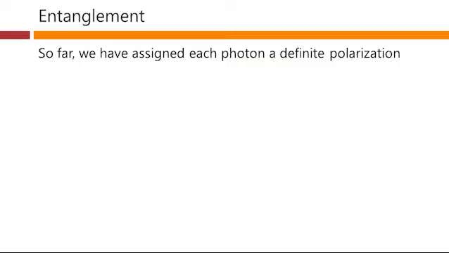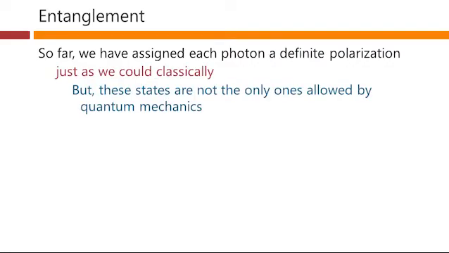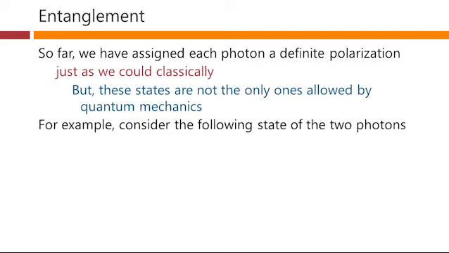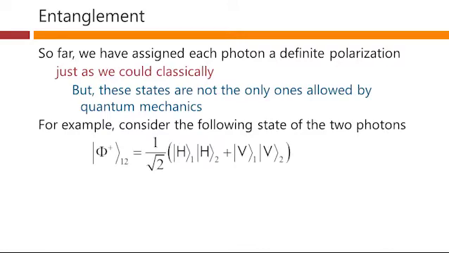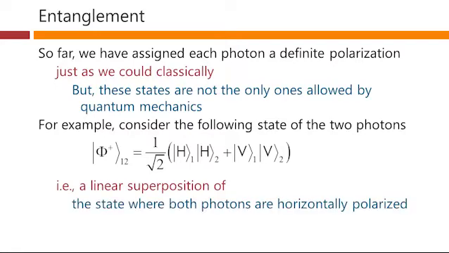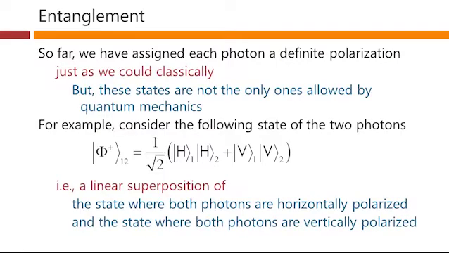So far, we've assigned each photon a definite polarization, just as we could classically. But these states are not the only ones allowed by quantum mechanics. For example, consider the following state of the two photons. So this one here is a possible state. It's a linear combination of these basis states. So that's a linear superposition of the state where both photons are horizontally polarized and the state where both photons are vertically polarized.